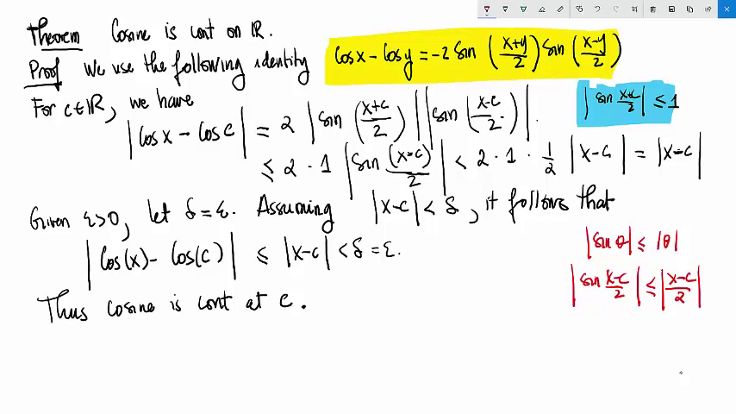And for any epsilon which is greater than 0, I will let delta be epsilon. And assuming that the distance between x and c is less than delta, then it follows automatically that the distance between cosine of x and cosine of c is less than epsilon. Therefore, cosine is continuous at c.